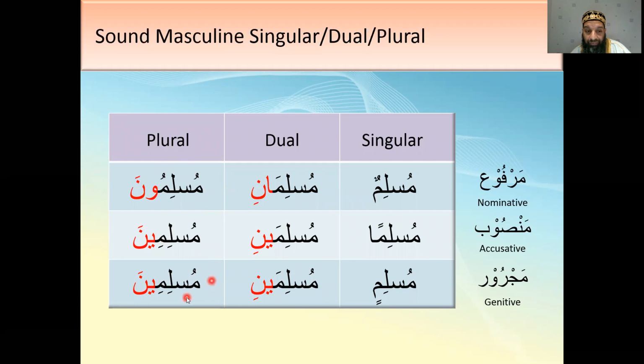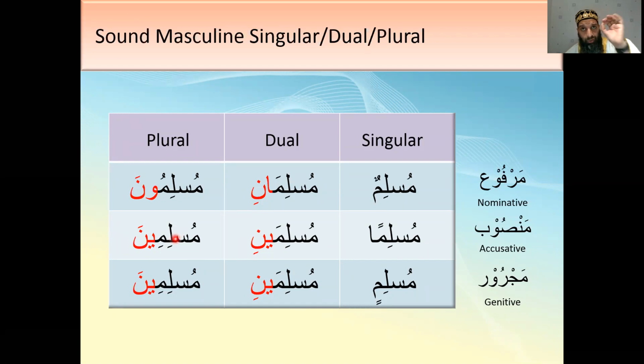Fasiquna, fasiqina. قل يا أيها الكافرون. What case is kafiruna in that surah? What case is kafiruna? قل يا أيها الكافرون. Marfu. It's marfu. Fantastic. That's all you need to know.